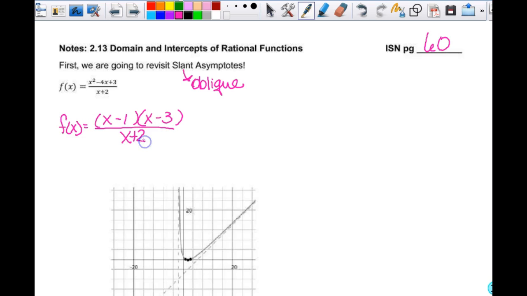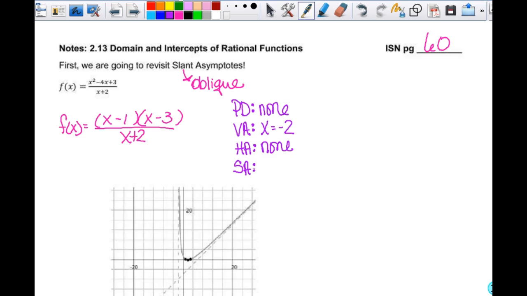All right, so do I have any point discontinuity? No. Okay, so we're just going to find some stuff out about this. I do not have any point discontinuity. Do I have any vertical asymptotes? Yes, I have a vertical asymptote, x equals negative 2. Do I have a horizontal asymptote? No, right? Because it is top heavy. Do I have a slant asymptote? Yes, I do. Okay, yes, I do.